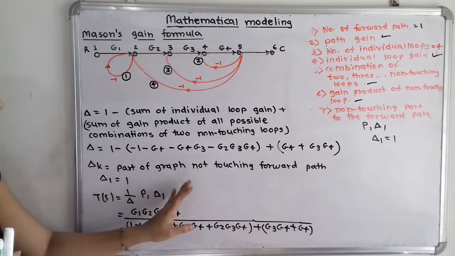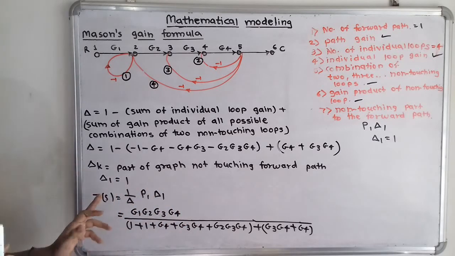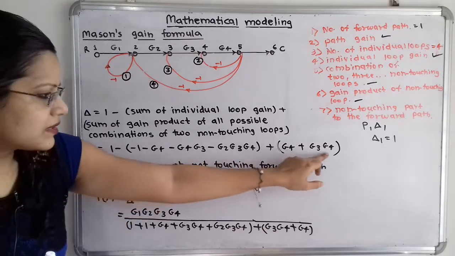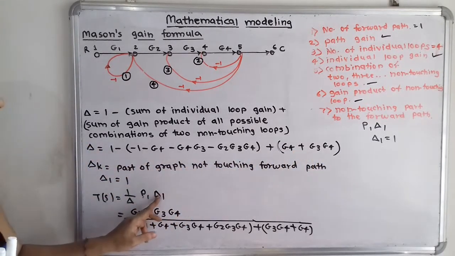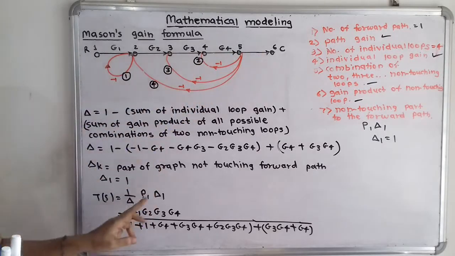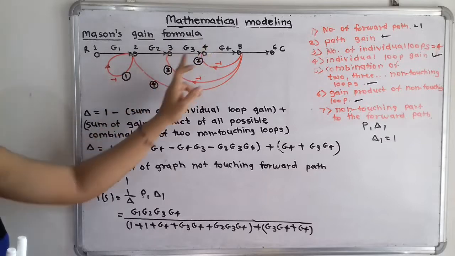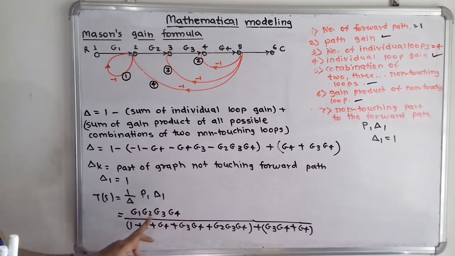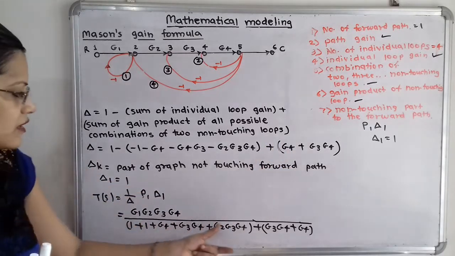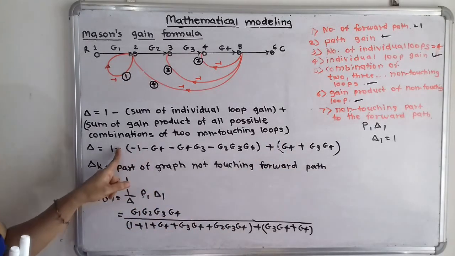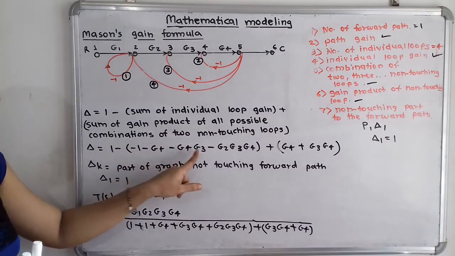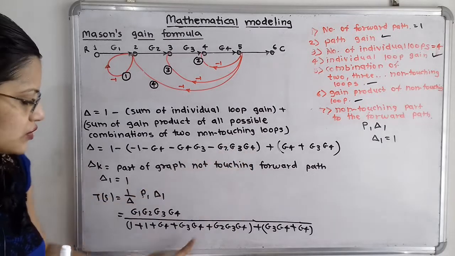So when we put all the values in Mason's formula, the transfer function is equal to 1 by delta, times P1 delta 1. P1 is the forward path gain, so we write G1, G2, G3, G4, delta 1 is 1, divided by the value of delta. If we observe this minus sign, we multiply it inside, that is 1 plus 1 plus G4 plus G3 G4 plus G2 G3 G4.